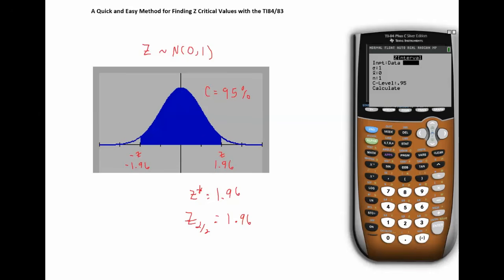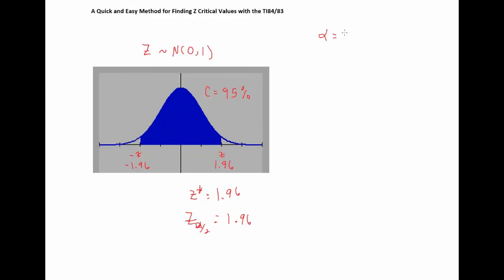Okay, now I'm going to explain the Z alpha over 2 notation that you might encounter, and then I'm also going to explain why this works. Alpha is 1 minus the confidence level. So if my confidence level is 95%, then my alpha, 1 minus 0.95, is 0.05. And so what then is alpha over 2? Alpha over 2 would be half of 0.05, which is 0.025.